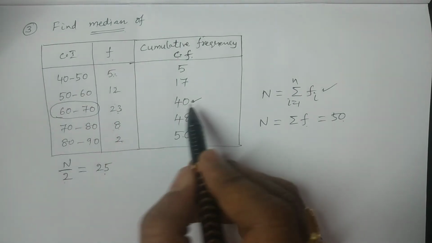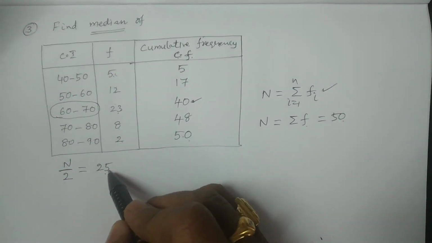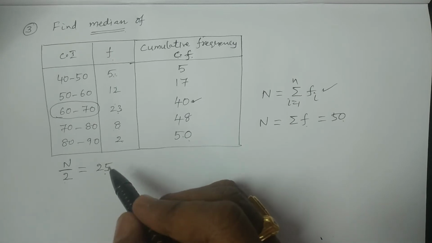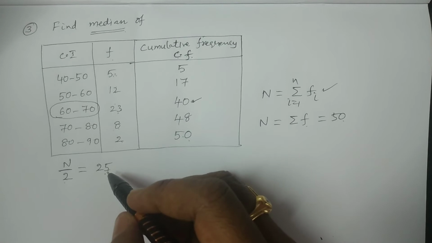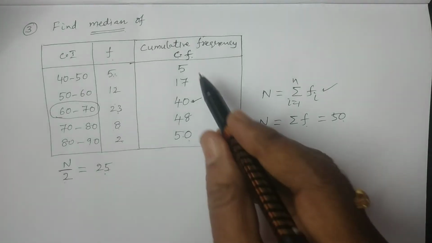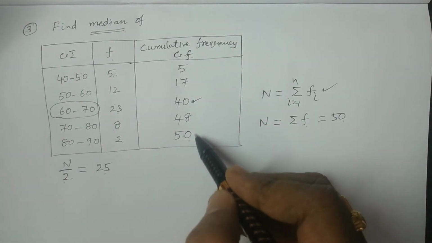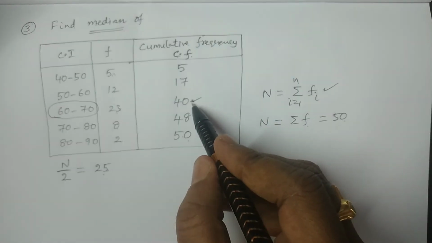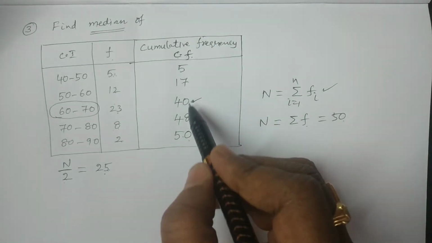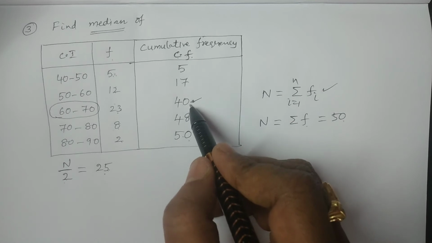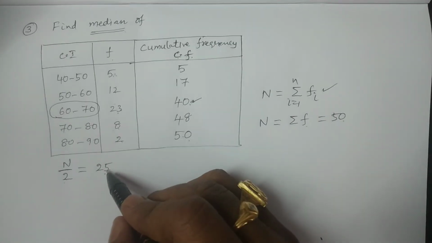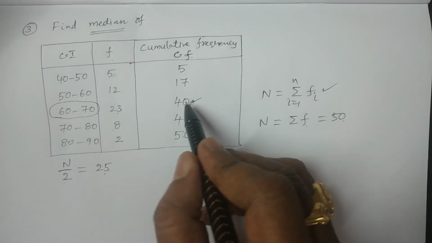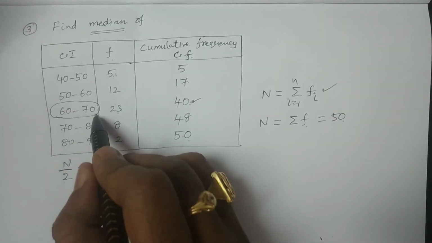Have you understood this? Consider n by 2, that is 25 here, and obtain the cumulative frequency just greater than 25. In the cumulative frequency column, after 17 and 25, comes 40. So the cumulative frequency just greater than 25 is 40, and the corresponding class is the median class, that is 60 to 70.